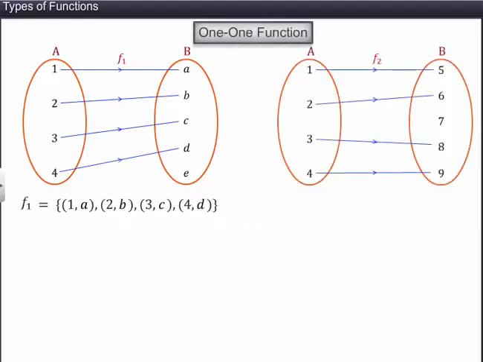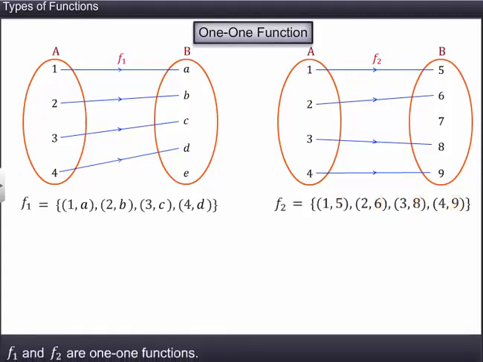Now, take a look at this diagram. In this case also, the images of the distinct elements of set A under f2 are distinct, or no 2 ordered pairs have the same second coordinate. Such types of functions are known as 1-1 functions.